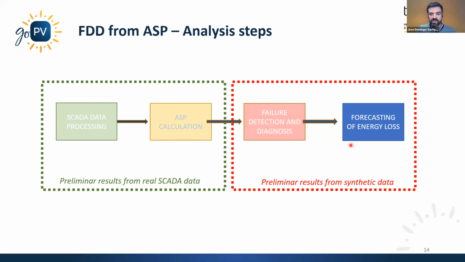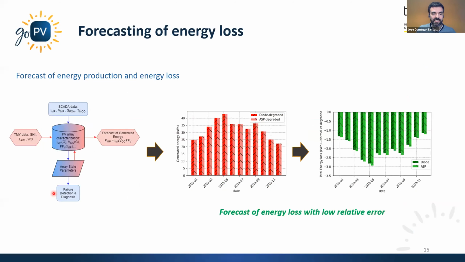The last step is focused on the calculation of the energy loss once a failure mode has been detected. Basically, we are going to use our set of normality equations to forecast the energy production after the array state parameters have been modified.